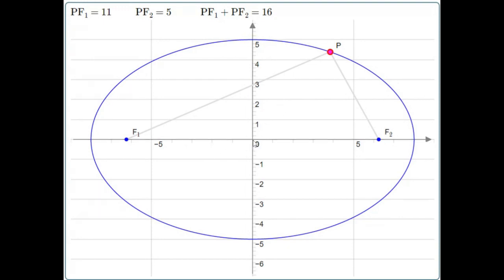And a is the distance from the center to the vertex. So the distance from the center to the vertex in this ellipse is 8. So the distance of PF1 plus PF2 should be 16, which is true for this. And you can see that this goes all the way around and that relationship stays true, which is really, really cool.